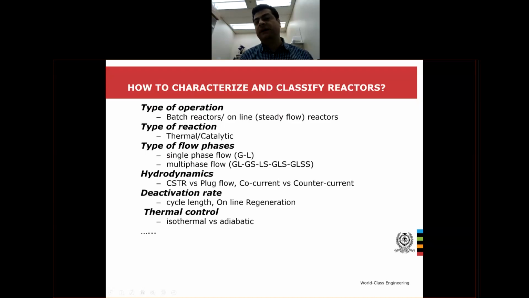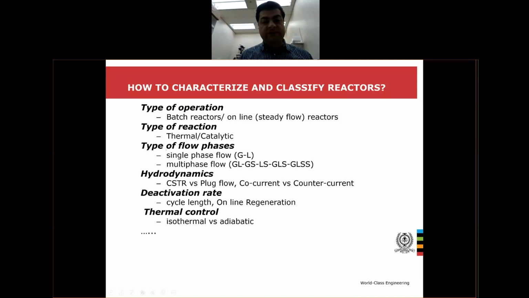For example, if you have a catalytic process where your catalyst gets deactivated fast, a fixed bed is not a good idea because you have to regenerate your catalyst. So you need a system where the catalyst can be moved somewhere else to be regenerated and then get back to the main reactor.